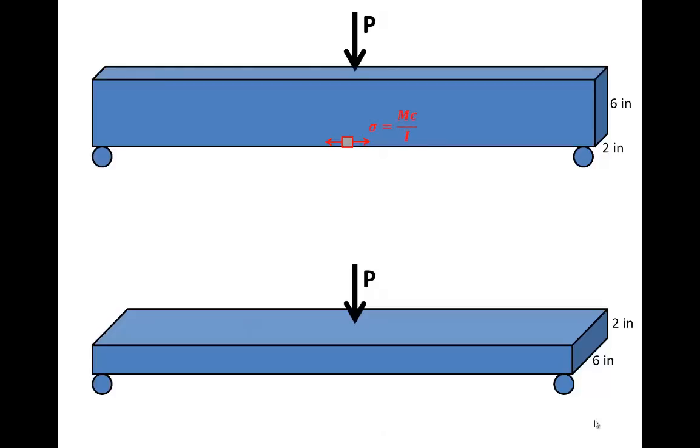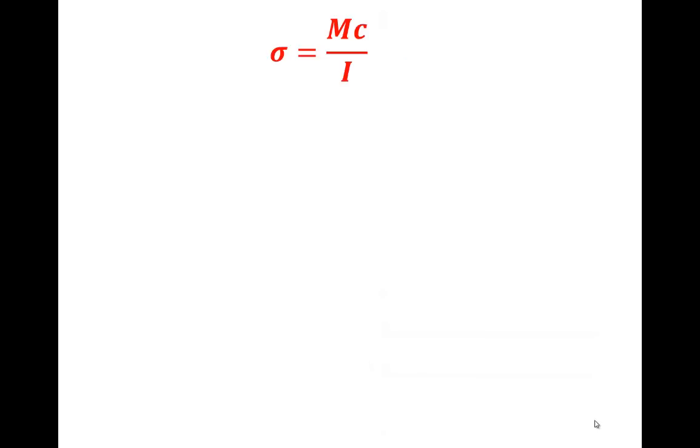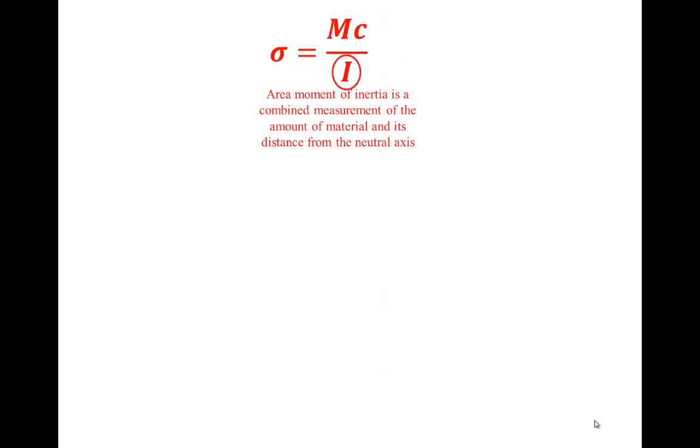The tensile stress is calculated using Mc over I. I is the area moment of inertia of the beam's cross-section. You will find that the beam oriented vertical is stronger because it has a larger moment of inertia. Let me explain why. This equation for bending stress has moment of inertia I in the denominator. Moment of inertia is a combined measurement of the amount of material and its distance from the neutral axis. As I increases, the bending stress will decrease.